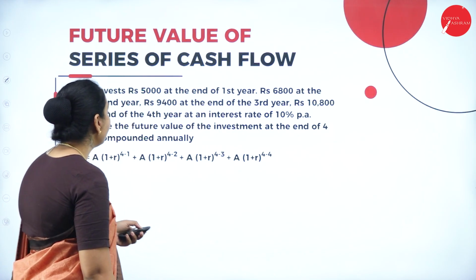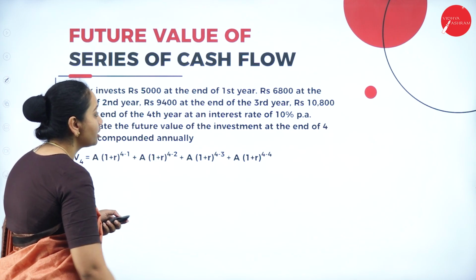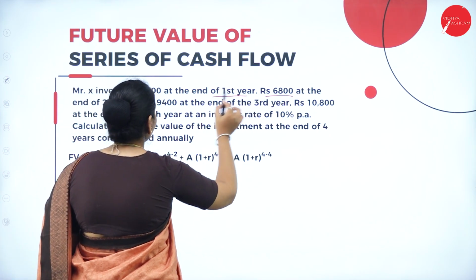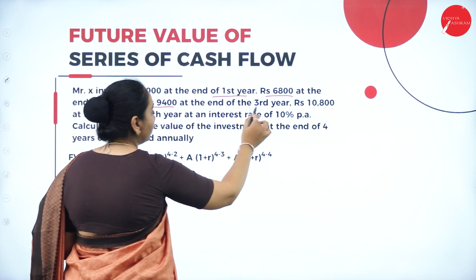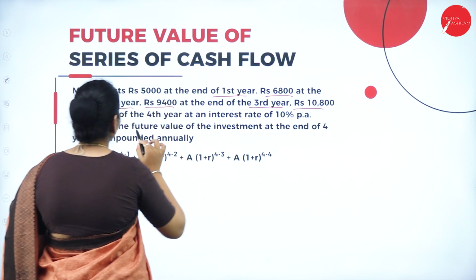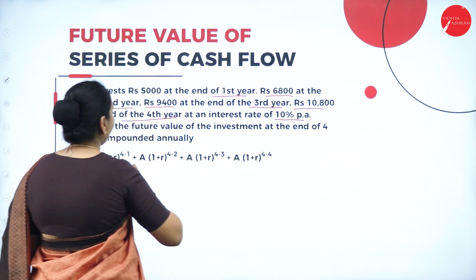So next question. Mr. X invests rupees 5,000 at the end of the first year, then rupees 6,800 at the end of the second year, rupees 9,400 at the end of the third year, and rupees 10,800 at the end of the fourth year at an interest rate of 10% per annum.